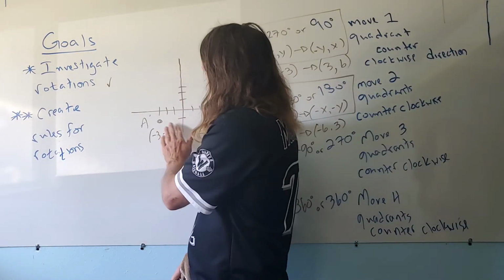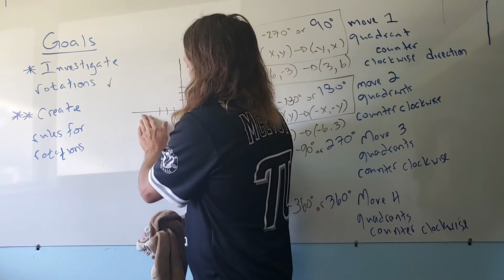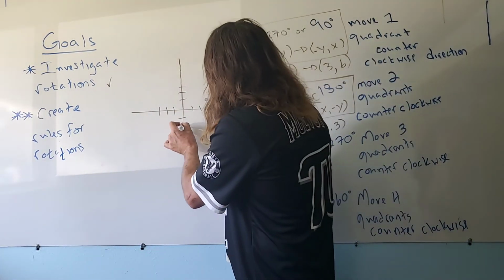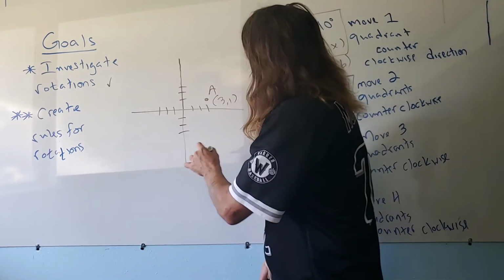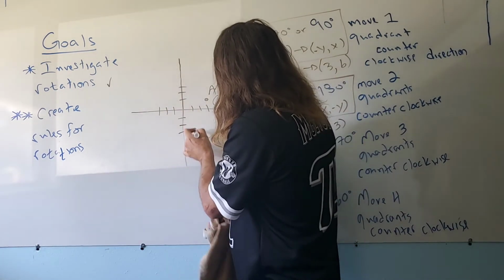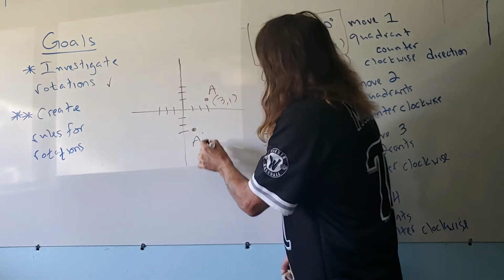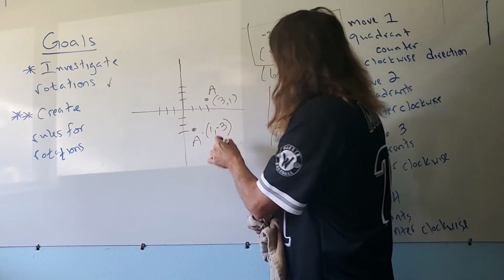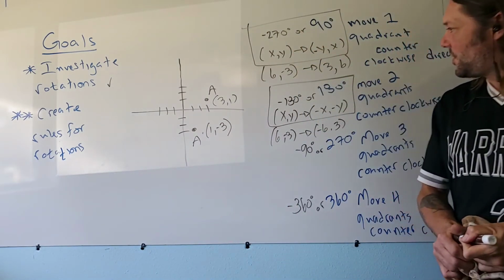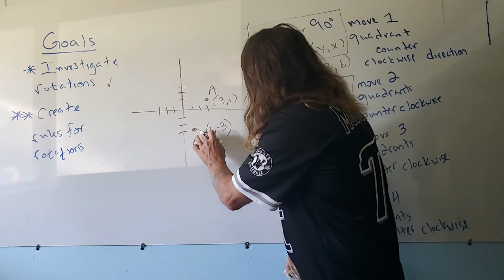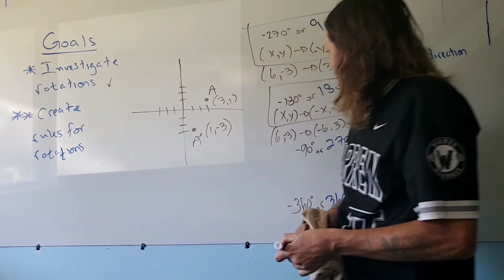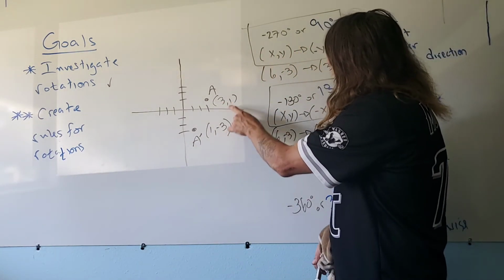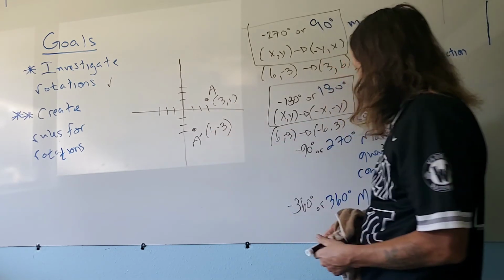Remember, I'm going to move 3 quadrants. So I'm going to end up on this quadrant here. And so A is going to move to A prime, which is going to be at (1, -3). Again, the numbers are still the same. I didn't make that prime very large. The numbers are still the same. X turns into Y, its sign changes. Y turns into X, but it stays the same sign.